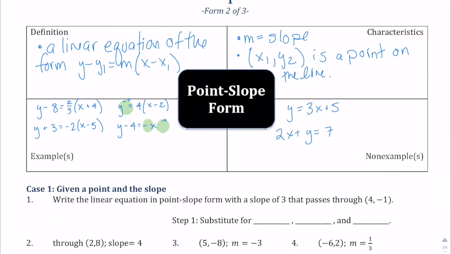So, we're going to be asked often to create an equation in point-slope form given different information. The first case we'll look at is when we're given a point and a slope. It says write the linear equation in point-slope form with a slope of 3 that passes through the point (4, negative 1). So we are going to substitute for y1, x1, and m in our formula. So this would be x1 and y1, and this would be our m. The only thing that is a little bit counterintuitive is when we have to substitute a negative value for our point into our equation.